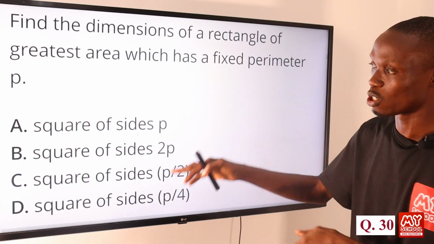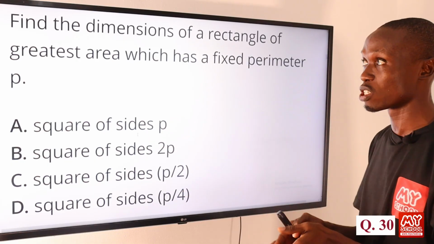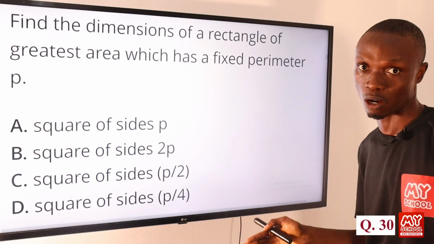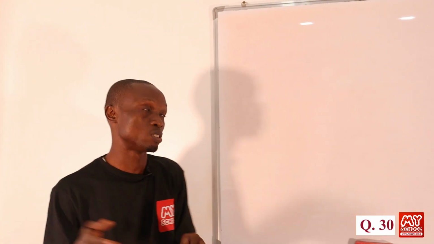Okay, but if you check the options given to us, we are given some values. So these values, we are going to substitute into the formula for calculating the perimeter of a rectangle. Okay, so let's move to the board to do that. We are just going to pick any option randomly. So we are going to pick option D.